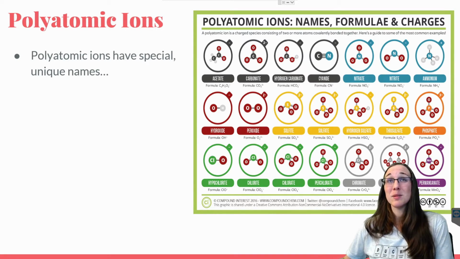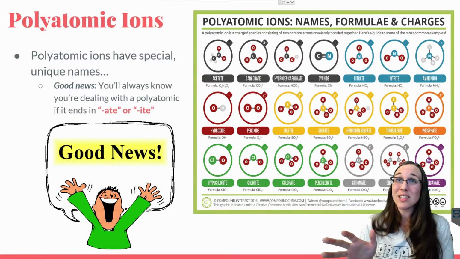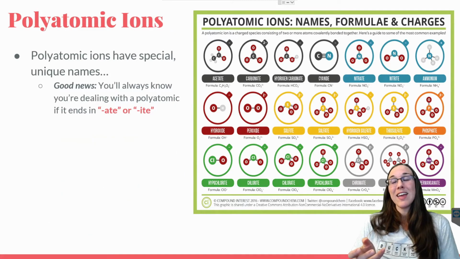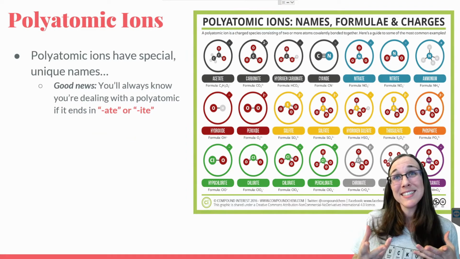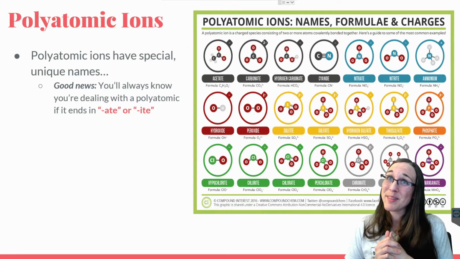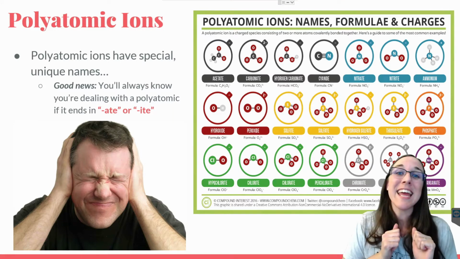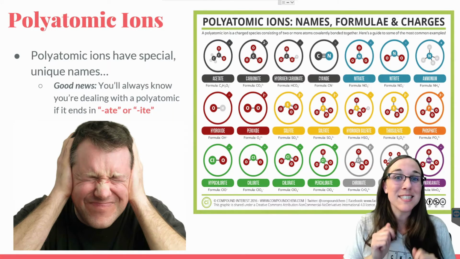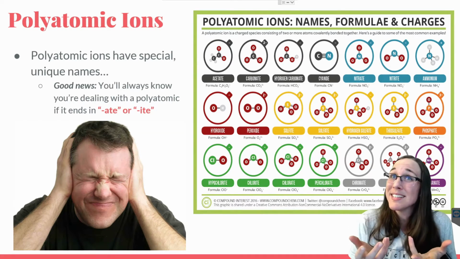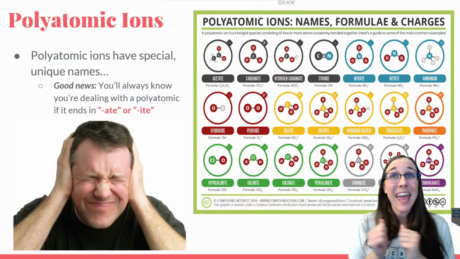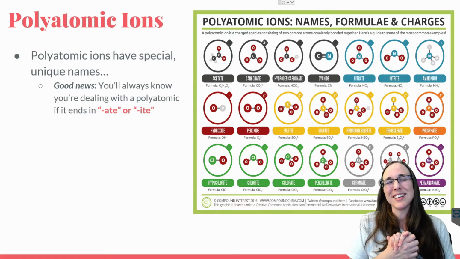Polyatomic ions all have special and unique names. And the good news here is that you'll always know that you're dealing with a polyatomic ion if it happens to end in ate or ite. I like to remember this in a little ditty. Here it goes. If it ends in ate, it's a polyatomic ion. If it ends in ite, it's a polyatomic ion. But sometimes an ide is a polyatomic ion. But always the ate and the ite are polyatomic ions. You're welcome. I'm sure that'll be stuck in your head for the rest of today.